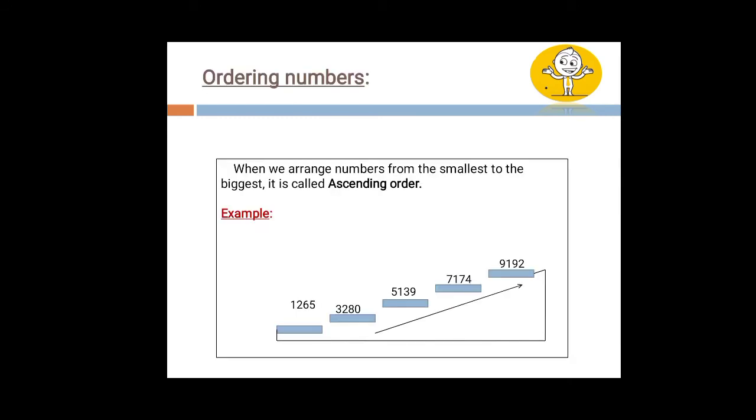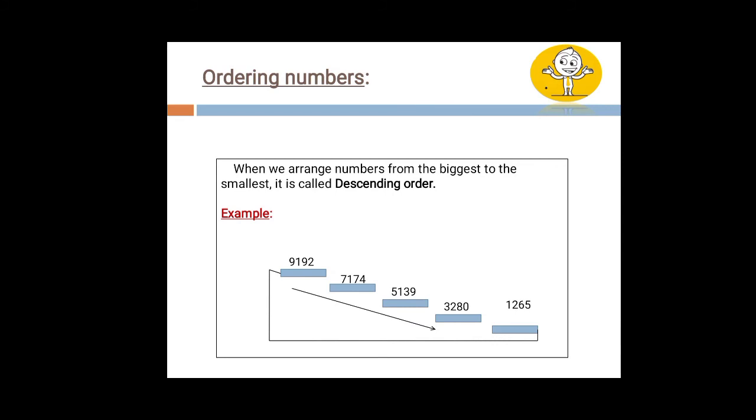Ordering numbers. When we arrange numbers from the smallest to the biggest, it is known as ascending order. From the small number you have to go to the biggest number, and arranging these numbers from smallest to biggest is known as ascending order. You can see an example.